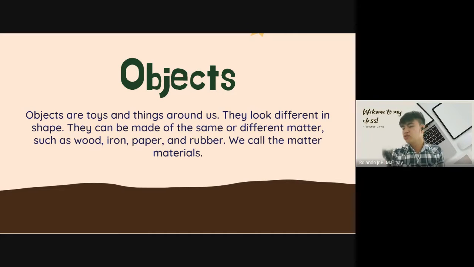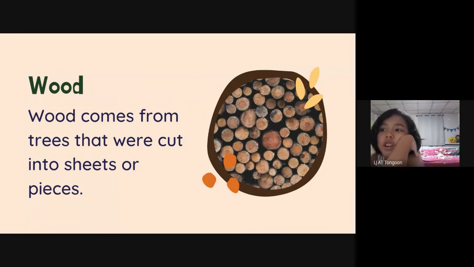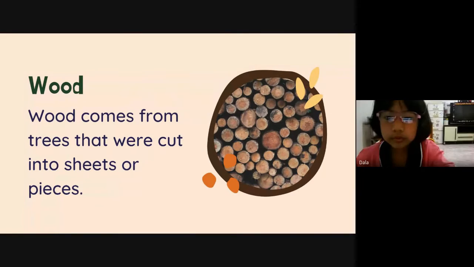Okay, open your book to page 101 so you can follow. The first example of materials that we can see in some of the objects is wood. Wood comes from trees that were cut into sheets or pieces. This is wood. Can you say it with me, kids? Say wood. You open your microphone and say wood. Wood. Okay, very good.